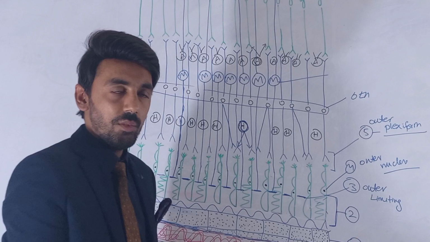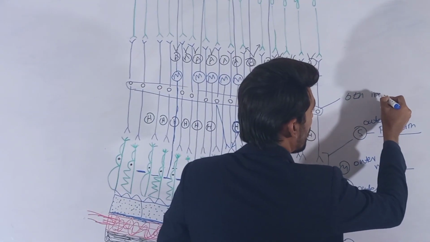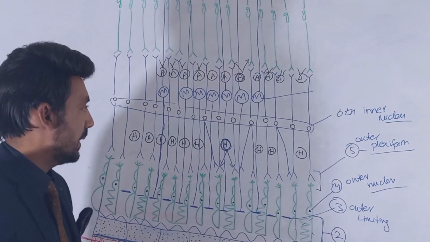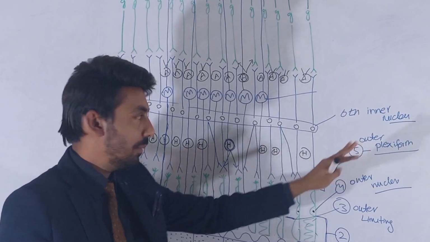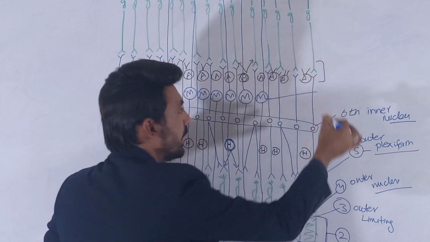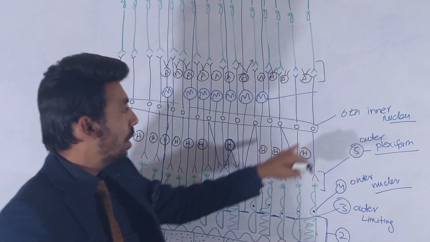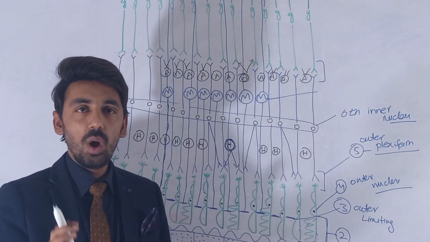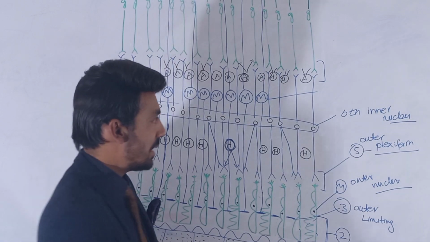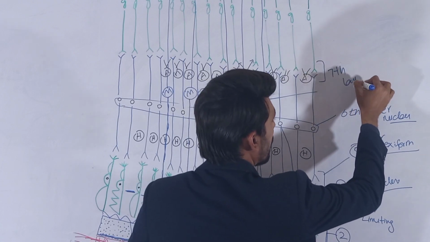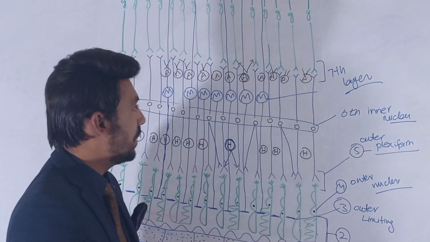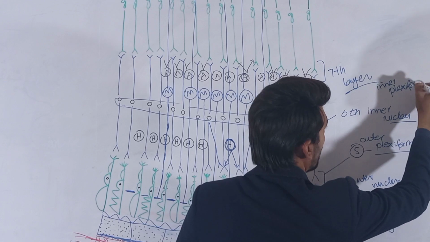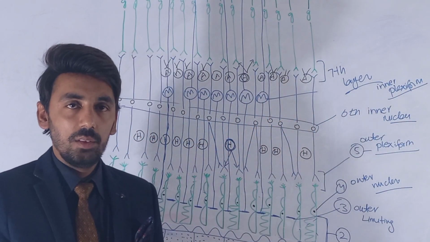So this will make a sixth layer of the retina, which is called the inner nuclear layer. And again, the point where the synaptic terminals of the bipolar cells and the ganglionic cells interact with each other makes a new layer, the seventh layer, which is called the inner plexiform layer, right?